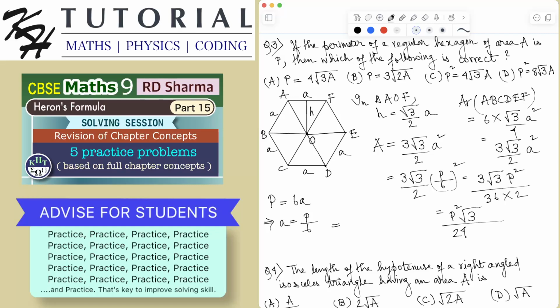So what is P square? P square is equal to 24A by square root of 3. Now if I multiply both the numerator and the denominator with square root of 3, this will be equal to 8A square root of 3. So I am getting P square is equal to 8A square root of 3. So definitely the correct choice is D. D is the correct choice.